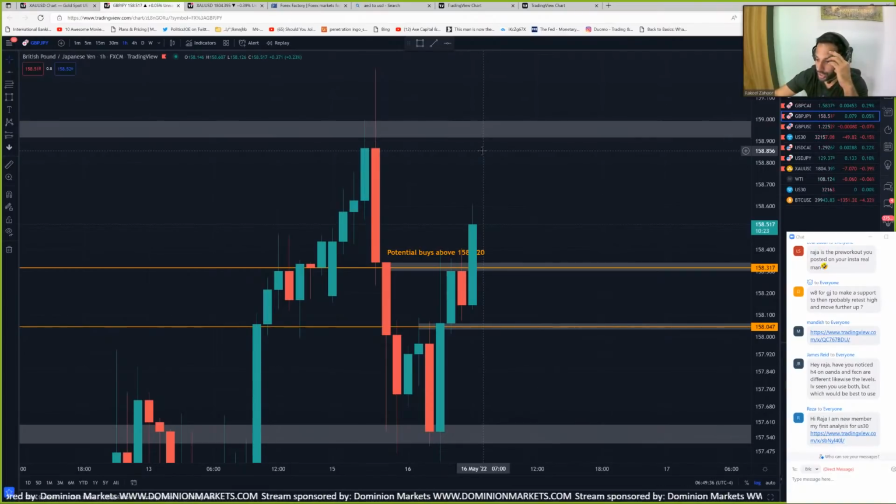Do you always wait for the candle to close? Yes. Do you base your trades on the 4-hour, Dominion markets, or TradingView, because it's different? I base my trades on the smaller time frames, 1-hour and 30-minute time frames, and then I go from there.